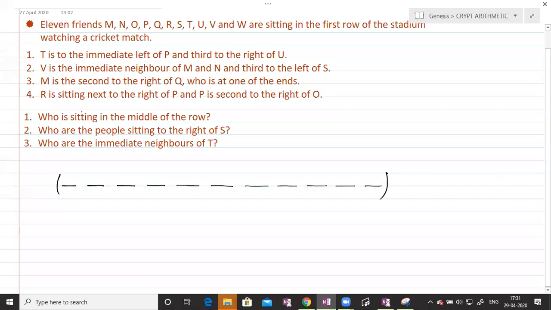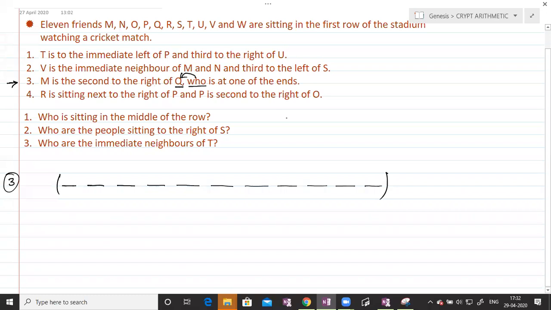Look at statement number 3. First, I'll go for the third statement. Wonderful, great, Sriram, Anjana. The third statement will give you the complete information, friends. If you see that, M is the second to the right of Q. Who is one? Now look at this. This WH pronoun, it stands for the previous noun. It means this who stands for Q. It means Q is at one of the ends.